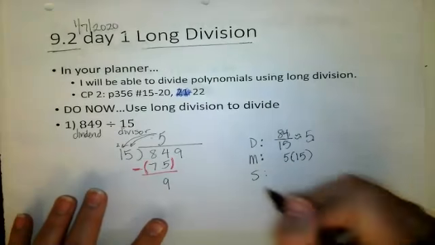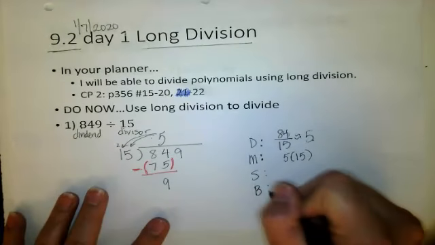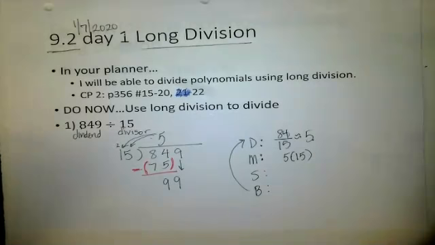All right. And then what do we do? Bring down. B for bring down. Bring it down, bring it down. Bring down the 9. And then what do we do? Repeat the process, right? You go back and you divide again. Well, what are we dividing this time?